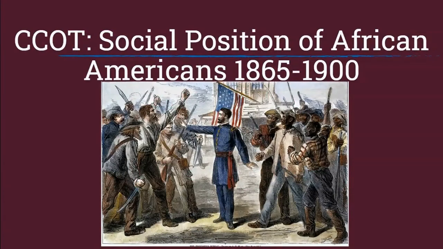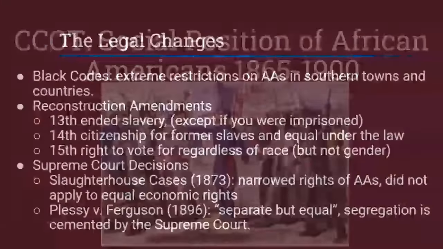Today, we are looking at the continuities and changes over time of the social position of African Americans from 1865 to 1900. This time period coincides with both Reconstruction in the first part and the beginning of segregation in the second part. The famous image below helps describe the first part of this era. It shows a Freedmen's Bureau agent from the federal government holding back an angry white mob. Sadly, this federal intervention and protection would not last long.